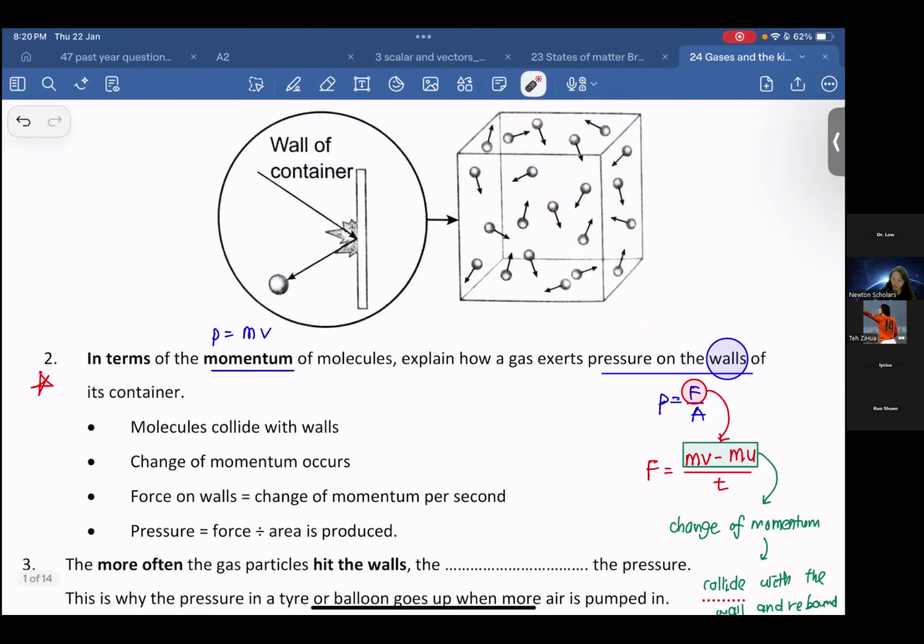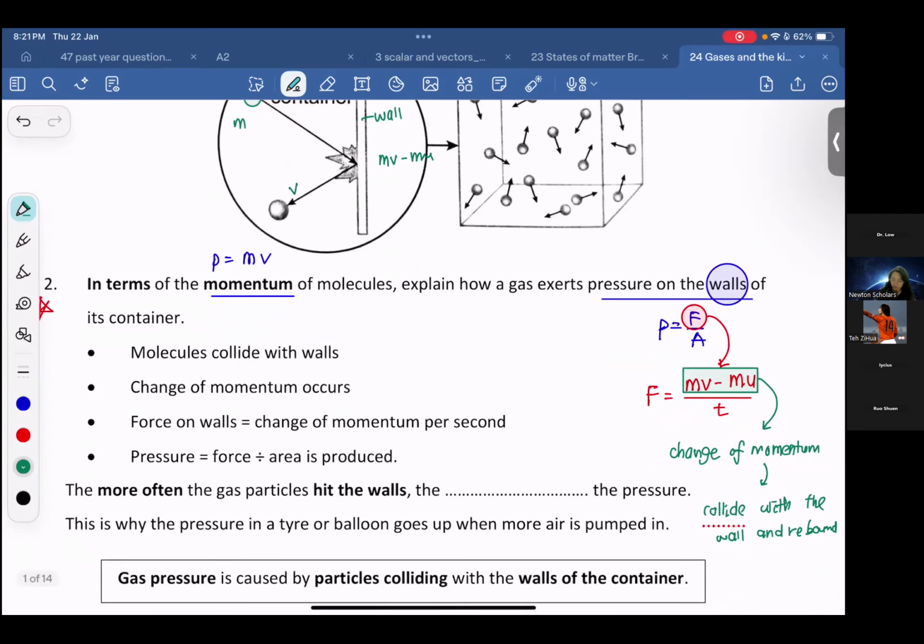It's because of this. Boys and girls, you look at this. This is the wall, and this is the particle coming. The particle has mass and a starting velocity u. When it collides, hits and rebounds, it changes direction, so this velocity will not be the same. Even if the speed is the same, velocity is a vector quantity, so it changes direction and v will be different. So when it hits the wall, we have mv minus mu, and a change of momentum happens.